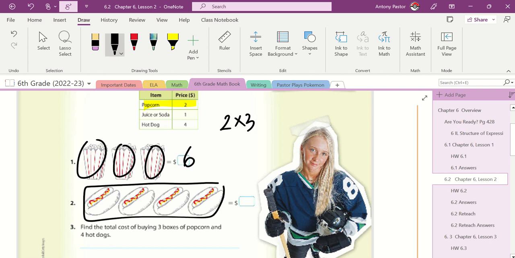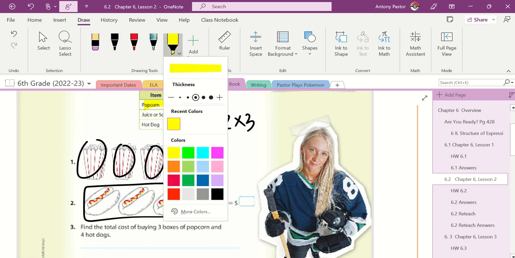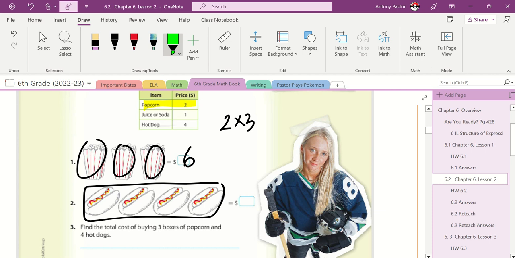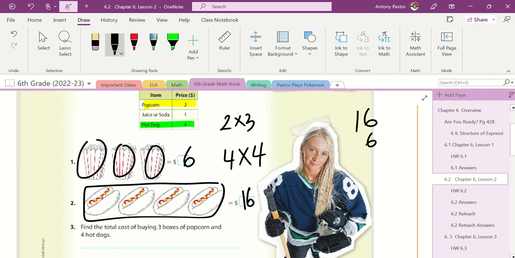Same thing with the hot dogs over here. We can do a different color for a highlighter. Hot dogs cost $4. So my first number is going to be 4 times, 4 being the price, and the number of hot dogs we're getting is 4. 4 times 4 is 16. $16 for hot dogs, $6 for popcorn. I'm going to add those two together. 6 plus 6 equals 12, carry the 1. We're going to spend a total of $22 on snacks.